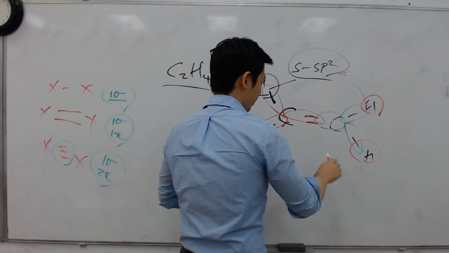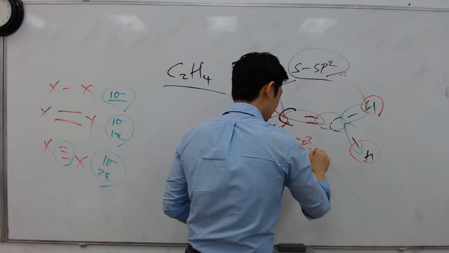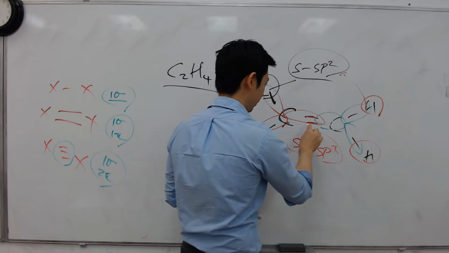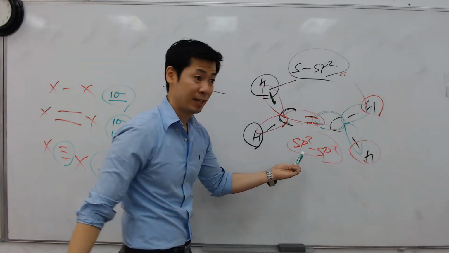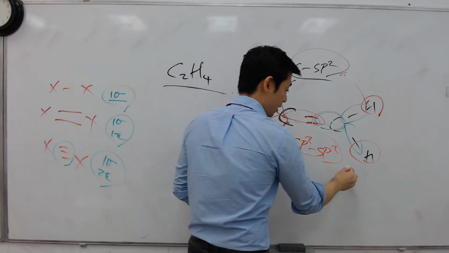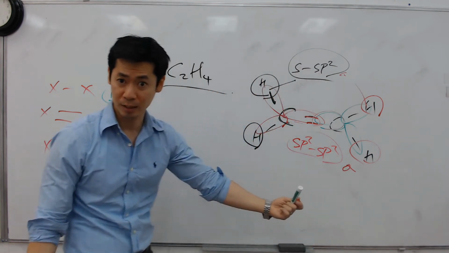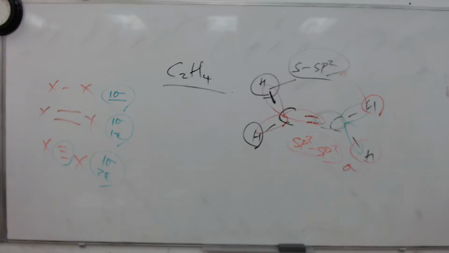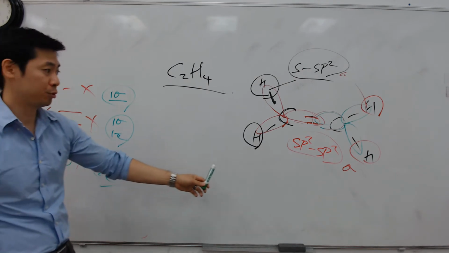This one is SP2 to SP2 overlapping. This orbital overlapping, you see, guys, will give you the sigma bond. Do you understand, guys? The sigma bond of the carbon to carbon is SP2 to SP2 overlapping.